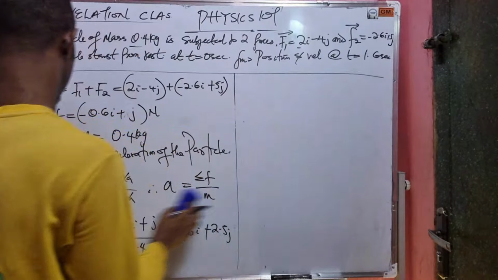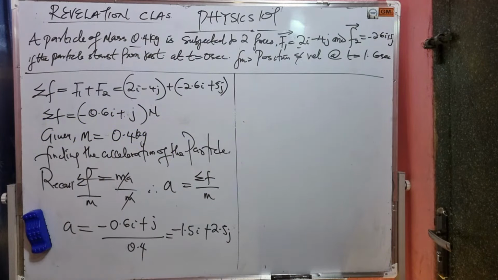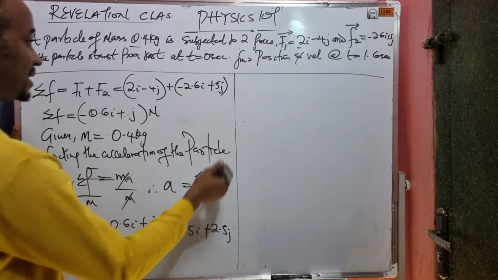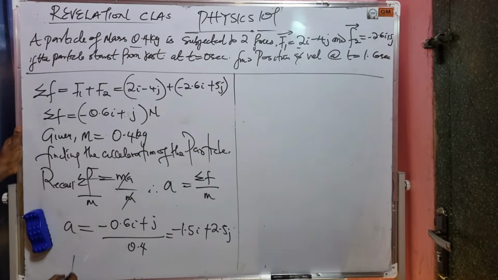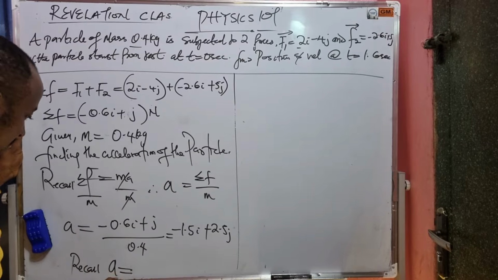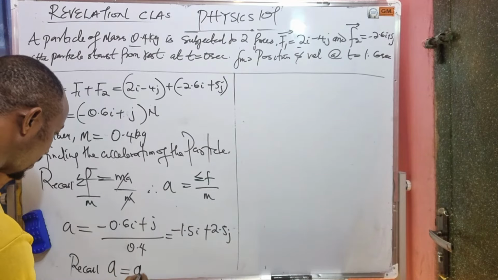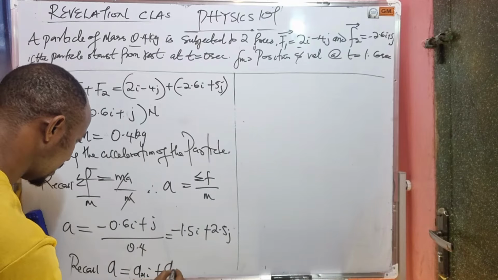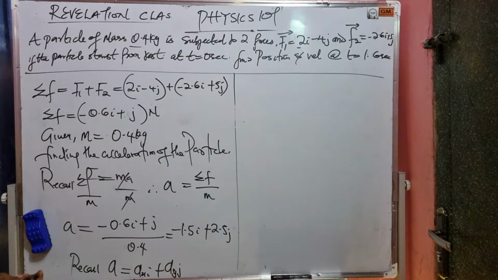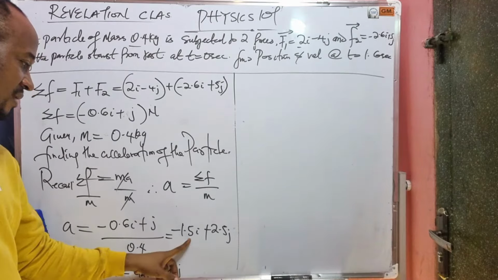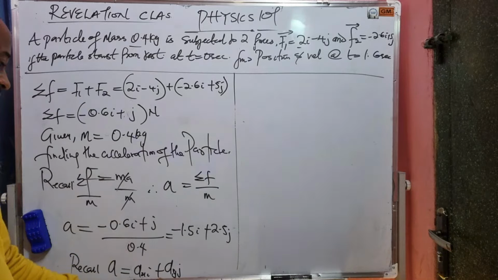remember when we learned projectile yesterday, we can represent our acceleration in vector form, right? Which is this. Is that clear? So I can say, recall that acceleration can be represented in vector form because it is a vector quantity, which is AXi plus AYj. Our AX is minus 1.5. Our AY is 2.5.